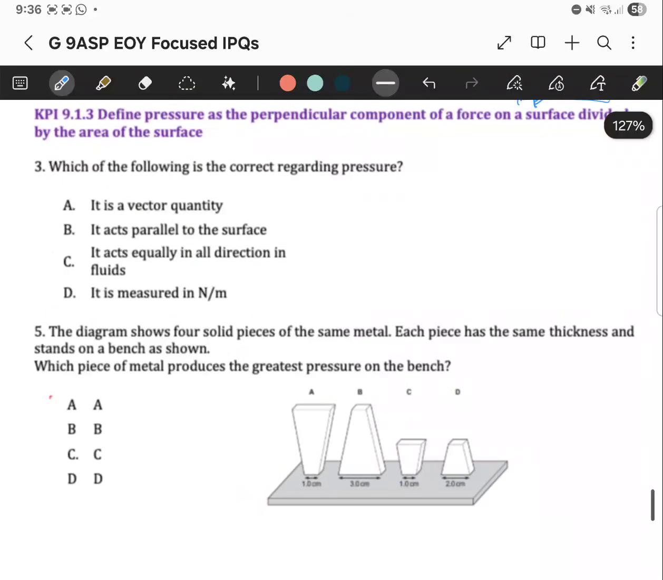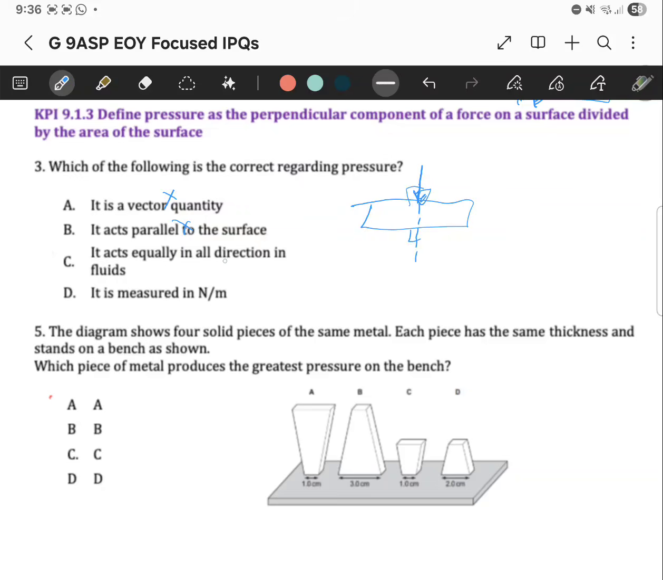Which of the following is true regarding pressure? So let's have a look at the different options. Pressure, vector quantity? No, pressure is just a scalar. It acts in all directions, it doesn't matter. It acts parallel to the surface? No, it doesn't, because if I had the surface here, and if I'm applying a pressure down, this is not parallel. This is perpendicular. That's perpendicular to the surface.